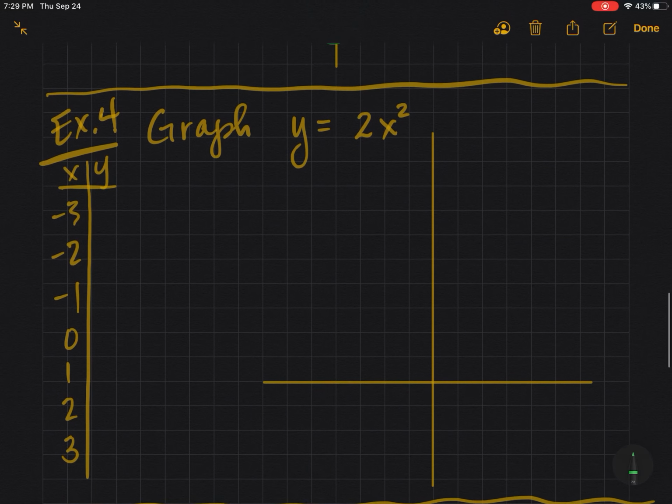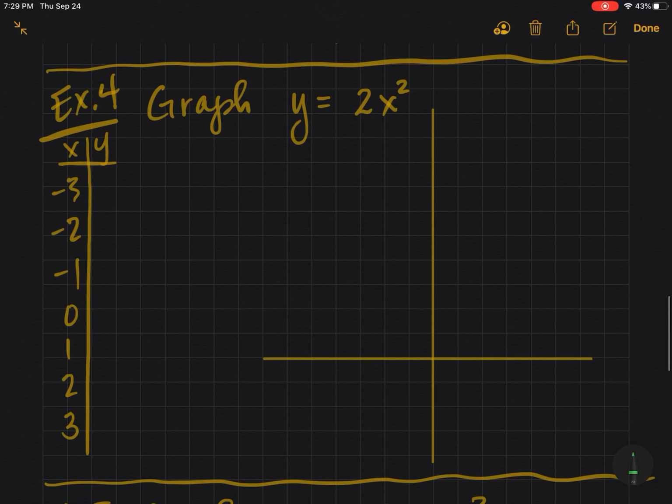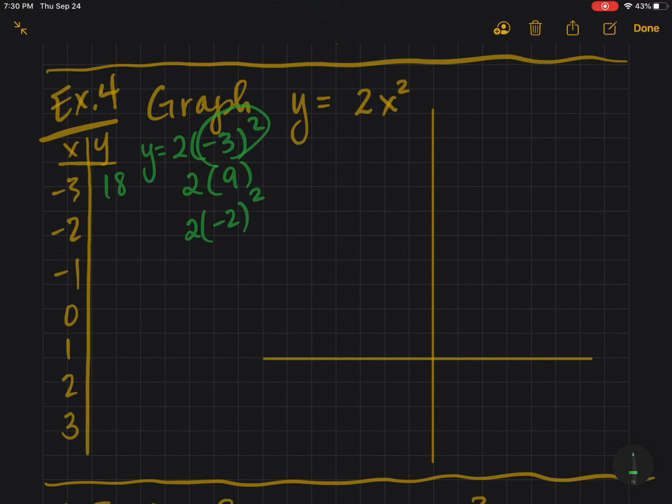Let's go ahead and see what happens when A has a coefficient other than 1. We're going to make a table for this one. So if I plug in negative 3 for x, you do exponents first. So that's 18. And if we continue to populate this table, what we're going to notice is that we are doubling the squares.